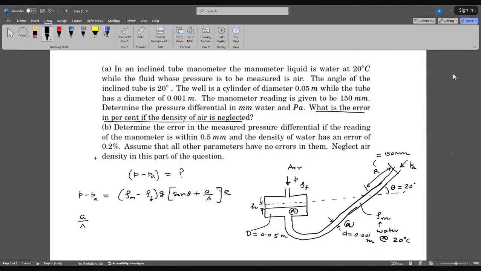The area of cross section ratio is going to be the square of the diameter ratio, so d by D square, which is 0.001 divided by 0.05 square, and if you evaluate, this will come out to be 0.0004. So we got this area ratio.